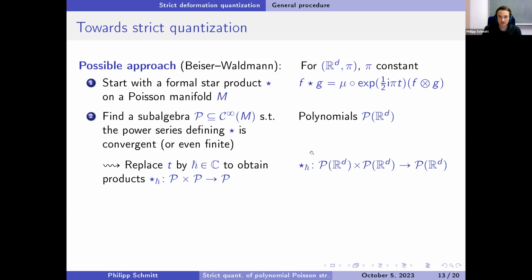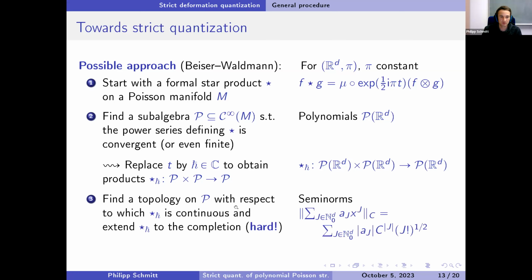Okay, so those products are now defined only on polynomials, and for several reasons it's nice to try to find a few more observables than just polynomials. So we would like to complete this algebra with respect to some locally convex topology that is defined by certain semi-norms. I'll explain them on the next slide, and then extend the product to the completion. And usually finding this topology and showing that the product is continuous is the hardest part here.